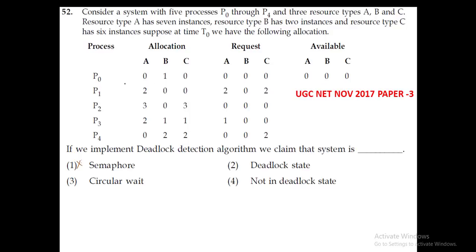Right. Now what is the future request of process P0? The future request of process P0 is 0, 0, 0. Right. So if you write the sequence of the processes, P0 completes its execution, finishes its execution.